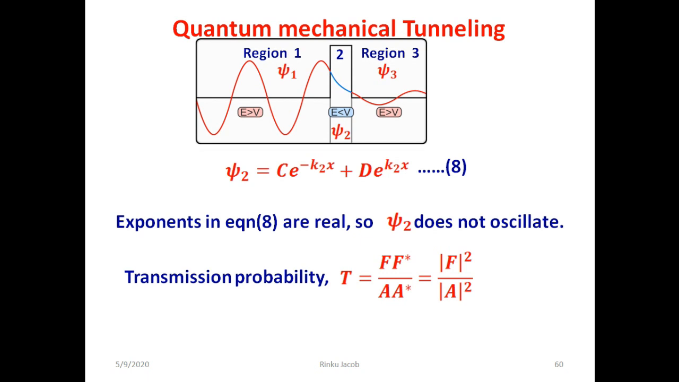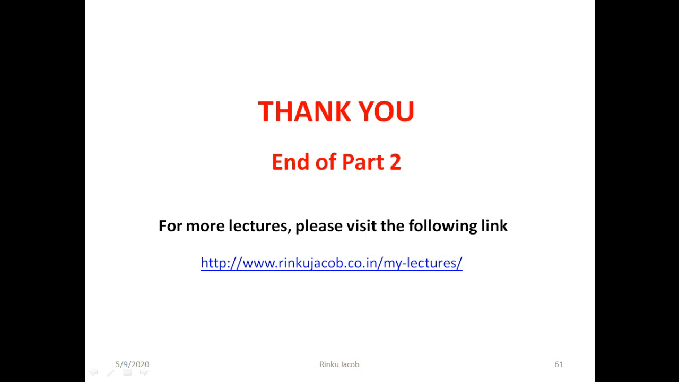Now the transmission probability can also be expressed in terms of the energy of the incident particle, potential of the barrier and width of the barrier, and it is given by T = 16 E(V − E)/V² × e^(-2k2L). This is the end of part 2.